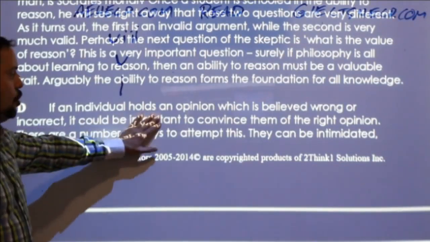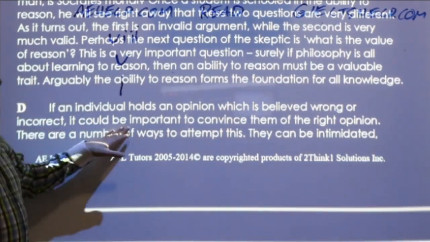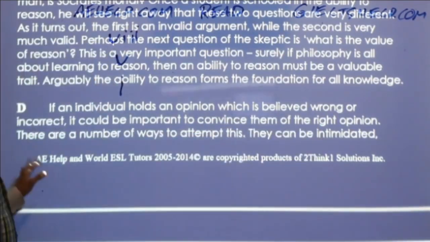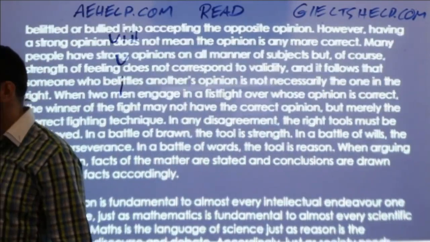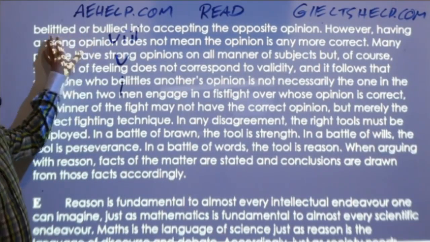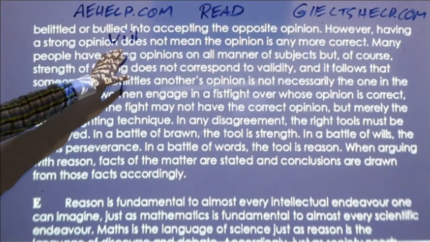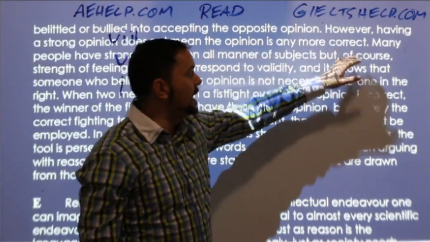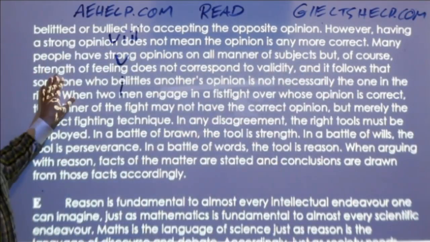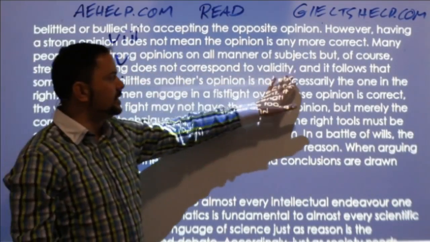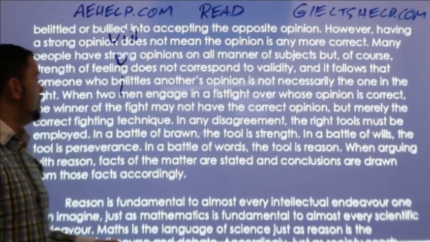If an individual holds an opinion which is believed wrong or incorrect, it could be important to convince them of the right opinion. There are a number of ways to attempt this. They can be intimidated, bullied, belittled, or bullied into accepting the opposite opinion. However, having a strong opinion does not mean the opinion is any more correct. Many people have strong opinions on all manner of subjects, but of course, strength of feeling does not correspond to validity, and it follows that someone who belittles another's opinion is not necessarily the one in the right.